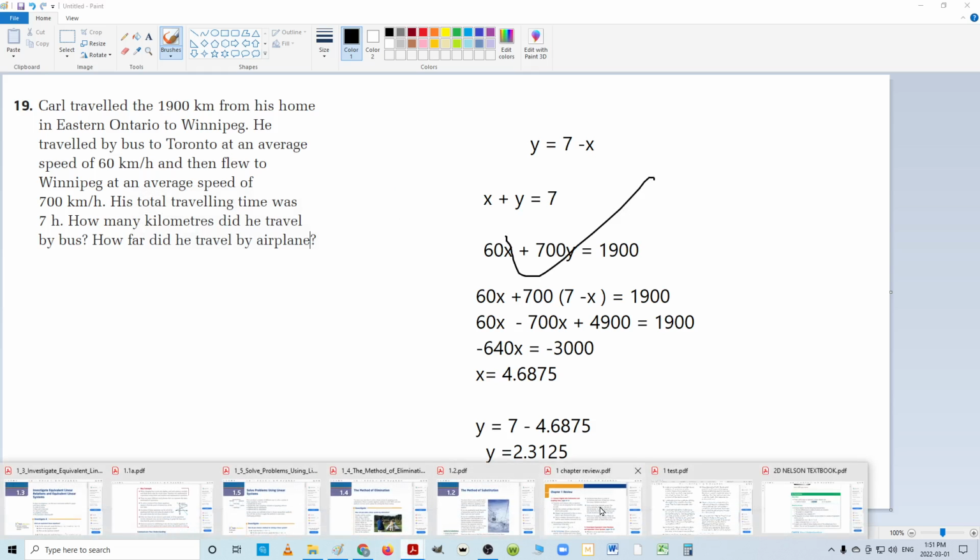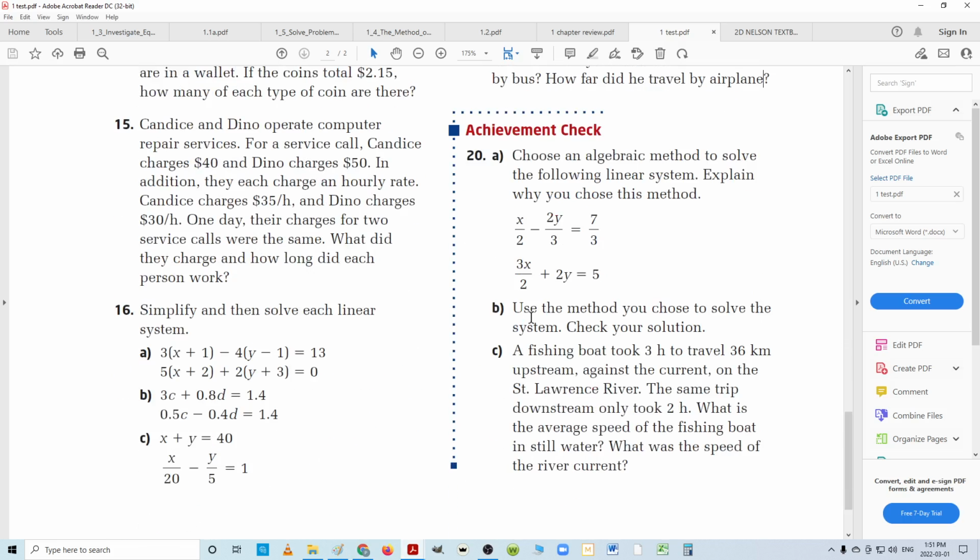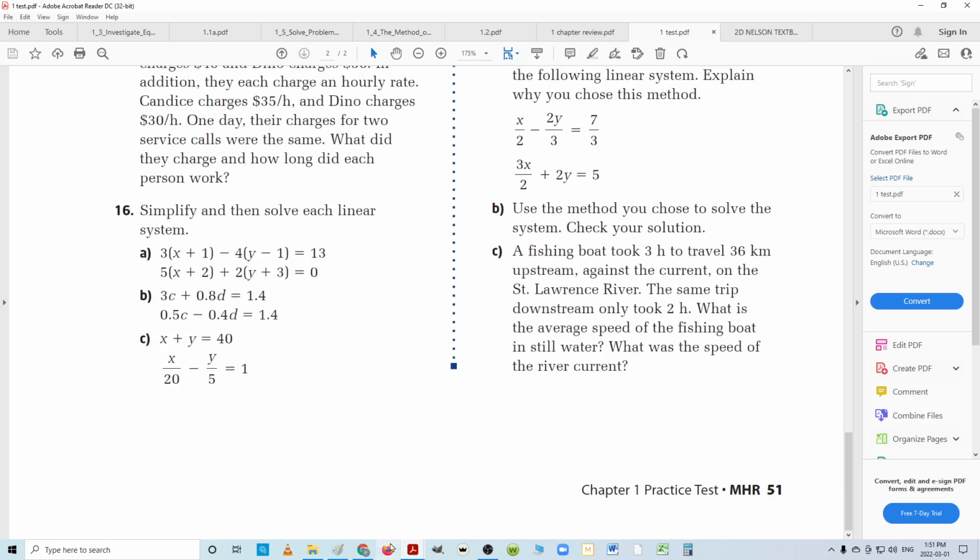So you can see these skills are useful. I'm going to skip all this stuff. Let your teacher know if you need that.